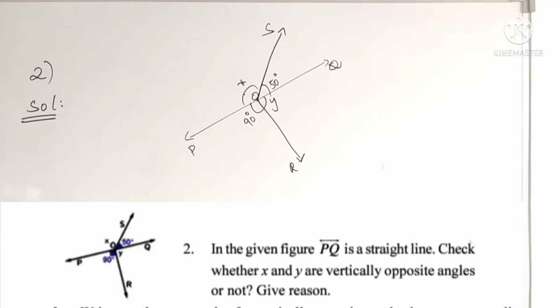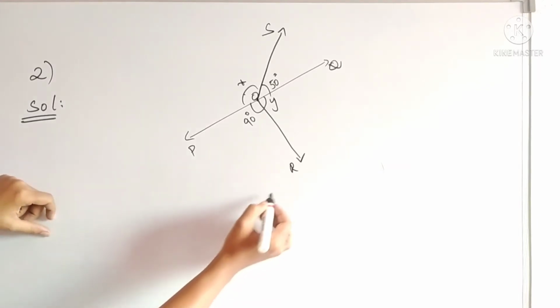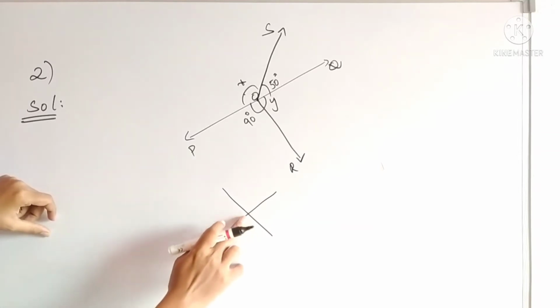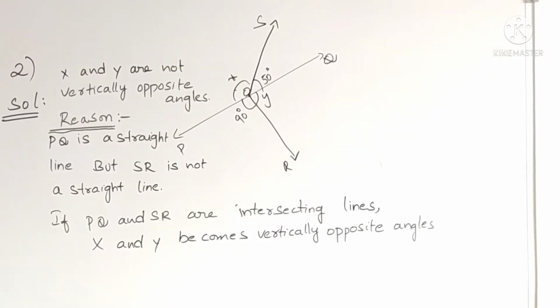So, before solving this, first just recall what is vertically opposite angle. When two lines intersect, the lines must be like this, right? So, PQ is a line, but SR is not a straight line, if you observe. So, first of all, these two are not intersecting lines. If lines intersect, then vertically opposite angles form. So X and Y are not vertically opposite angles because PQ and SR are not intersecting lines. Reason, PQ is a straight line but SR is not a straight line.